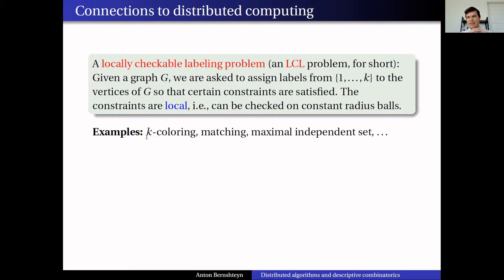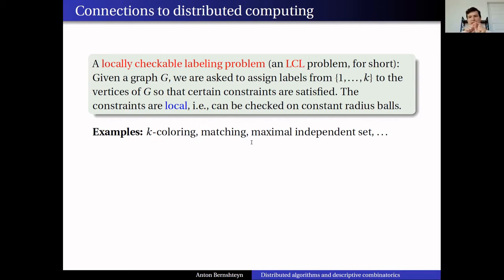So, for example, the k-coloring problem is a locally checkable labeling problem. What is a k-coloring problem? You need to assign colors to the vertices so that adjacent vertices get different colors. So you need to check for every vertex whether its color is different from the colors of its neighbors. You just need to look at a ball of radius 1 around this vertex in the graph. And similarly, something like matching can also be viewed, at least on bounded degree graphs, as a locally checkable labeling problem.